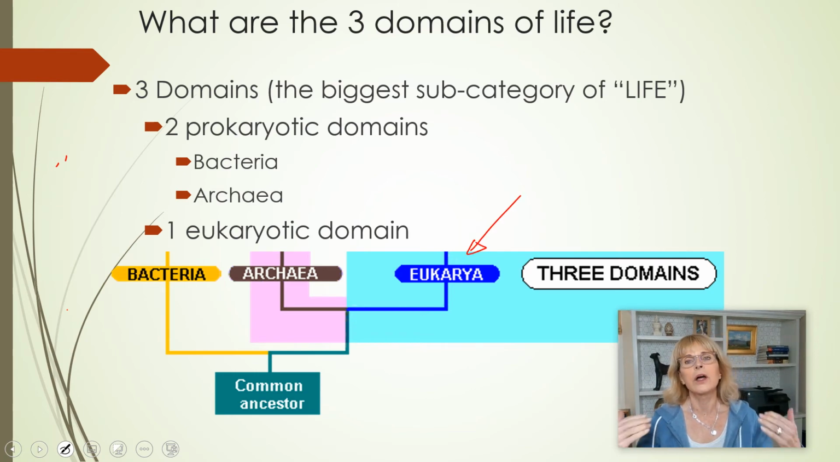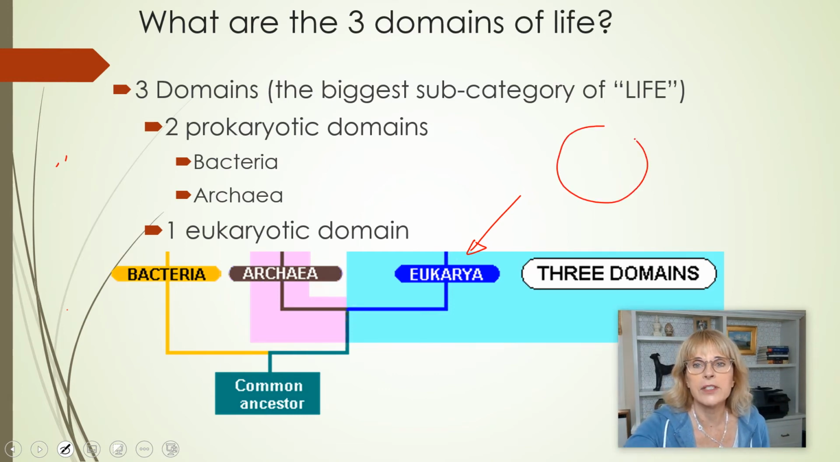Eukarya, these are all of the forms of life on planet Earth that have a cell that has a nucleus, and they also have other organelles like the rough endoplasmic reticulum and the Golgi apparatus, okay? Anything whose cells have got a formal nucleus falls in the category of eukarya.